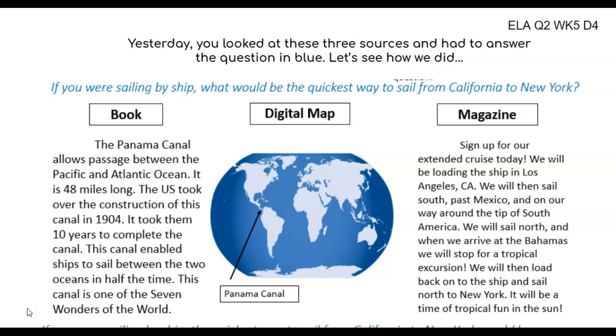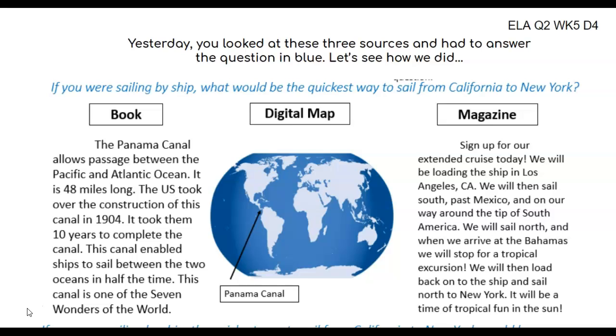And so what we did yesterday, as you may remember, is we took this idea and we looked at the question: If you were sailing by ship, what would be the quickest way to sail from California to New York? And with this, we looked at a book, a digital map, and a magazine. And I asked you to find the important facts that you could get from each of these sources.